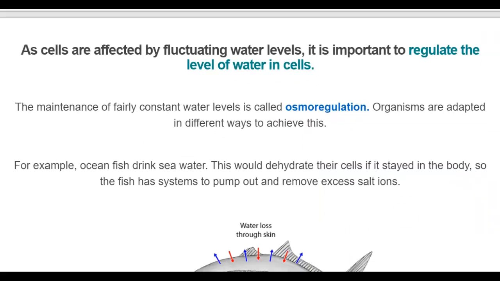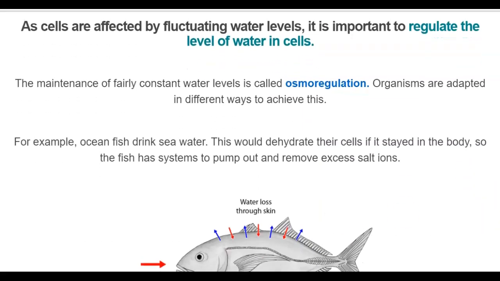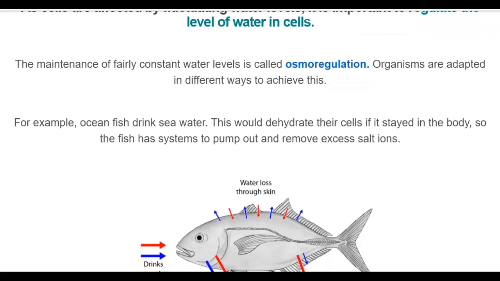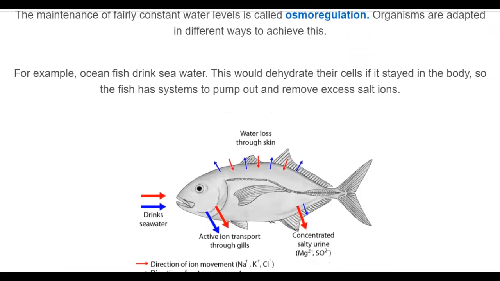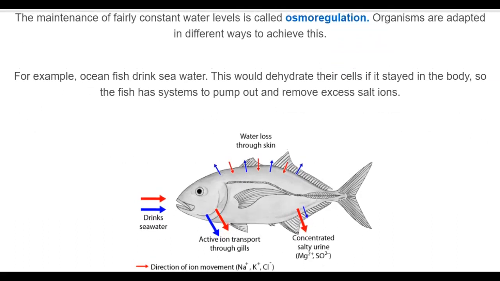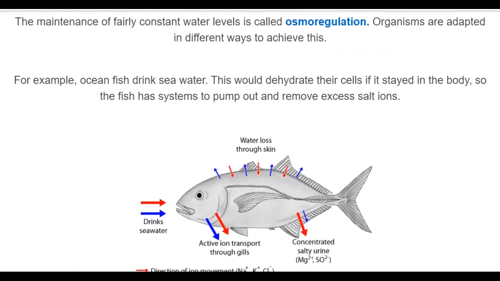Okay, so as cells are affected by fluctuating water levels, it is important to regulate the level of water in cells. The maintenance of fairly constant water levels is called osmoregulation. Organisms are adapted in different ways to achieve this. For example, ocean fish drink seawater.